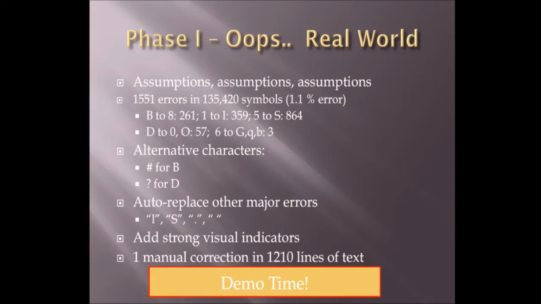And the only thing I can show you about that right now is the one you already saw, the red one. But when I did this with my actual DLL, I only had one manual correction in 1,210 lines of text. That's about like 19 pages of decoded text. And so it worked out really well.